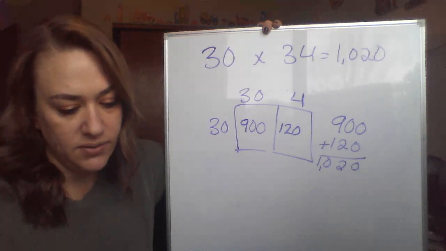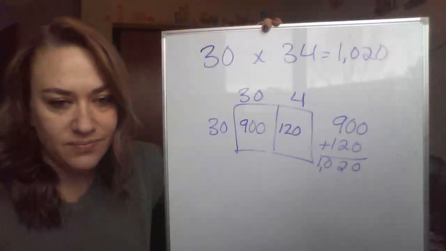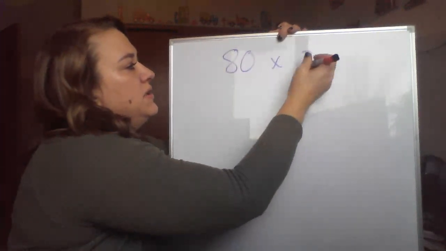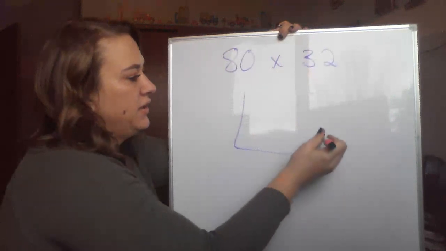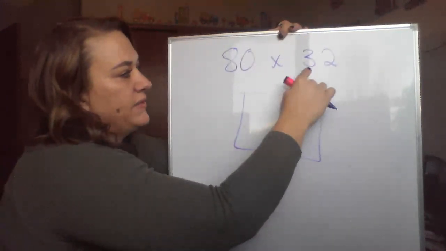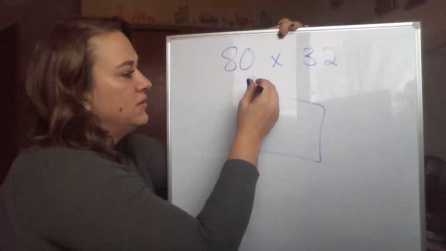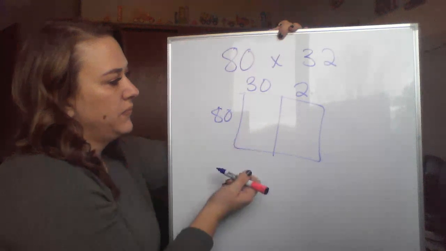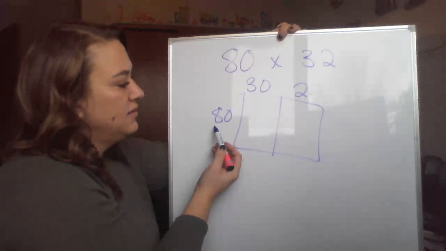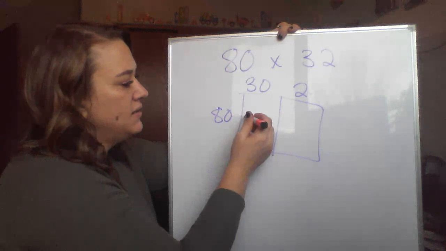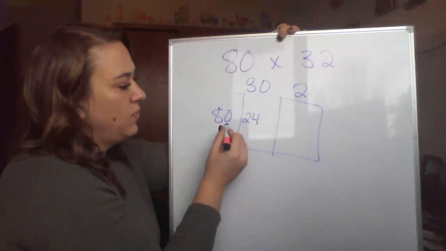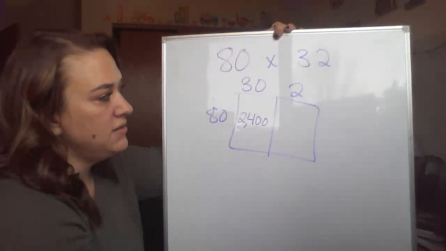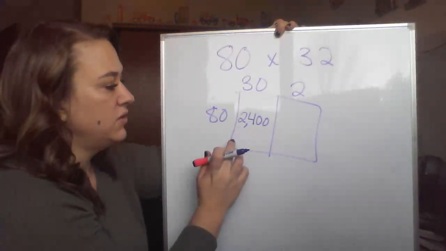Let's see, we're gonna do one more. Okay, last one of the day. 80 times 32. Set up our area model. I'm gonna partition off my one that has value in both place values. So 32 times 80. Okay, I'm gonna look at 8 times 3. 8 times 3 is 24, plus my 2 zeros. So 80 times 30 is 2,400.